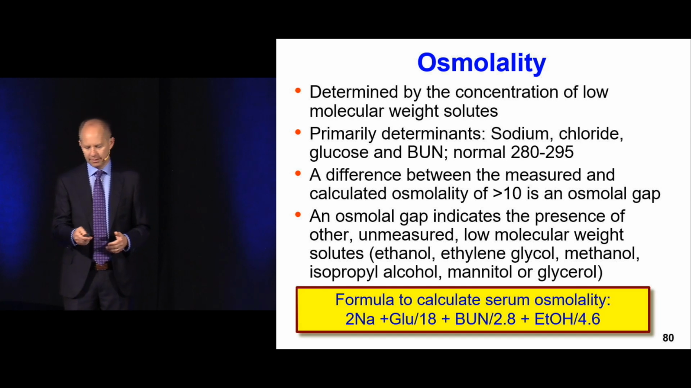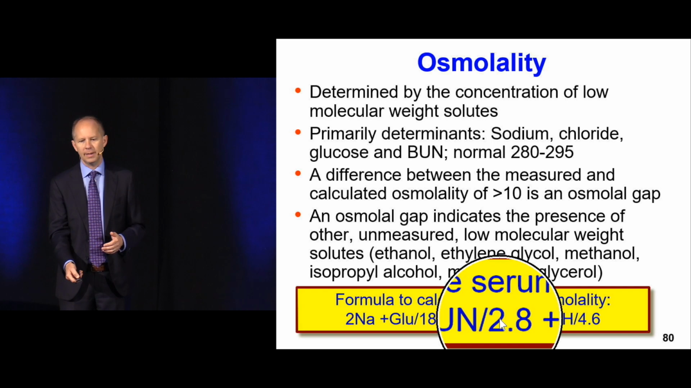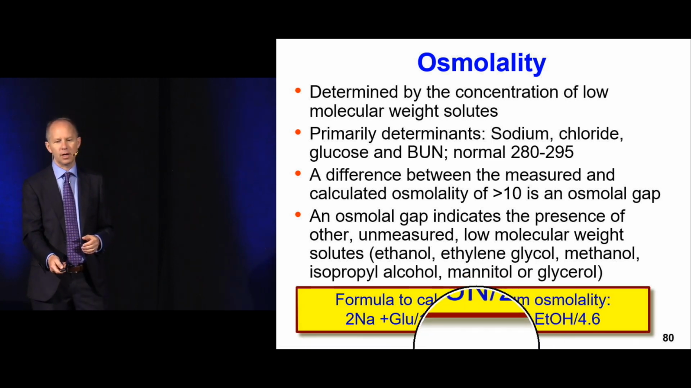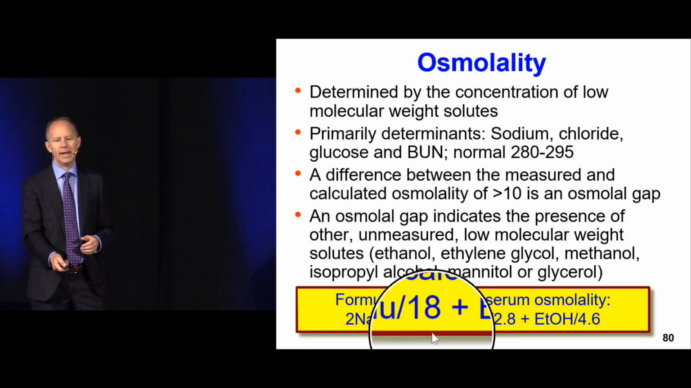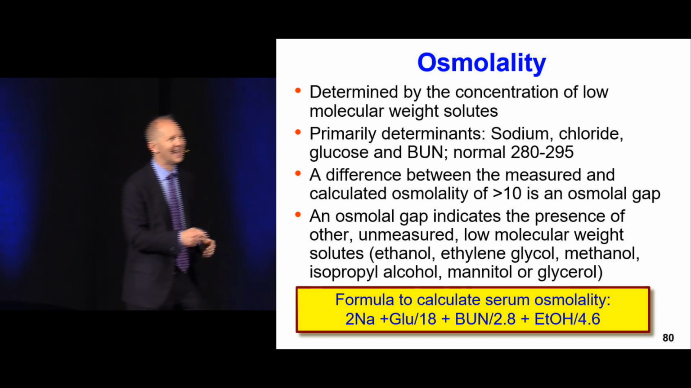Let me see if I can do this here. So glucose is over 18, BUN's over 2.8, right? What if I put a dot between the 1 and the 8 for the glucose and turn that into 1.8? 1.8 plus 2.8 equals 4.6, all right? So I know it's crazy.